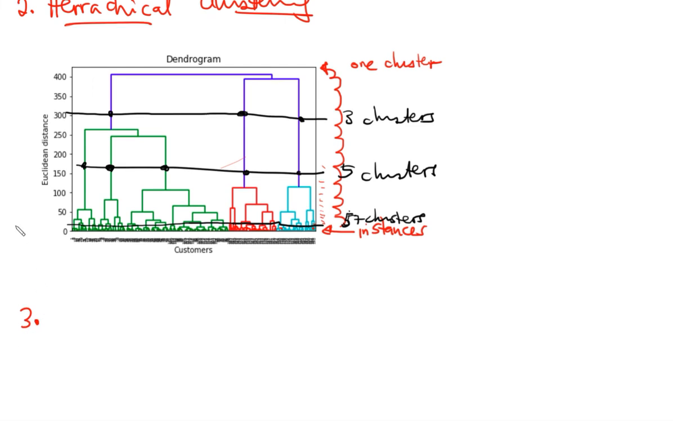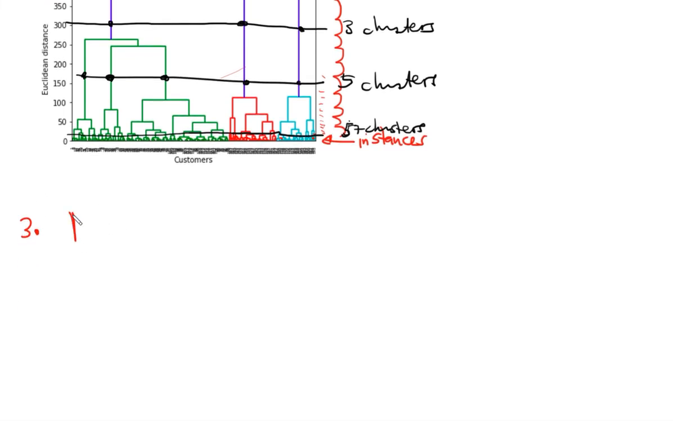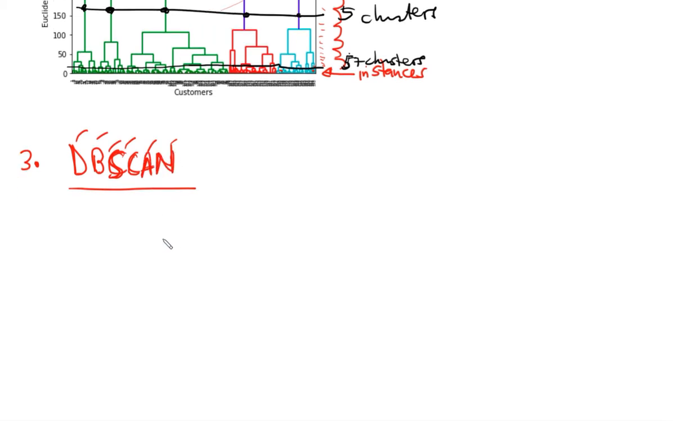And then the third and last type of clustering is DBSCAN. DBSCAN, which is density based spatial clustering of applications with noise. Density based spatial clustering of applications with noise, DBSCAN. Very good name. Long, but yeah.